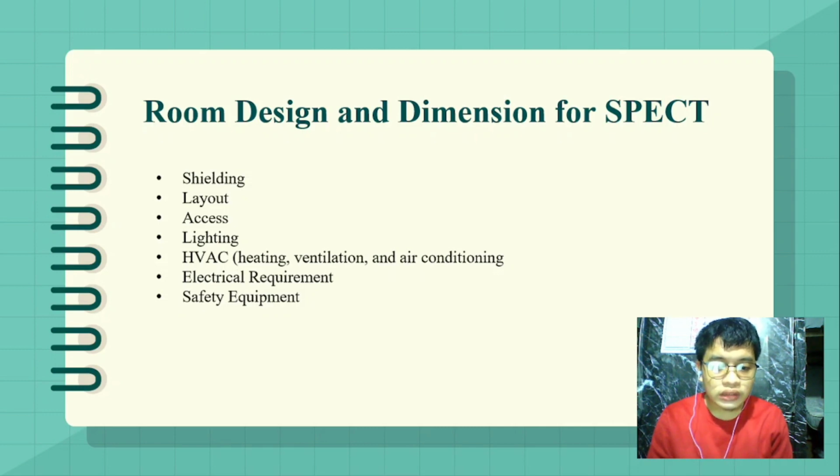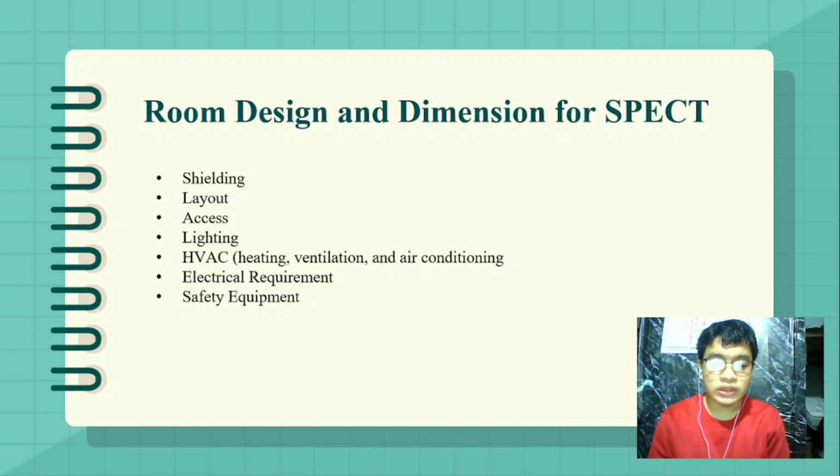Typically, lead or concrete walls, floors, and ceilings are used to provide sufficient radiation protection. Layout. The room should be spacious enough to accommodate the SPECT equipment, patient bed or chair, and any necessary supporting equipment. Sufficient space should be provided to allow healthcare professionals to move around comfortably. Access. The room should have appropriate access points for patients, staff, and equipment transfer. It should also have a dedicated control area for the technologists to operate the scanner safely.